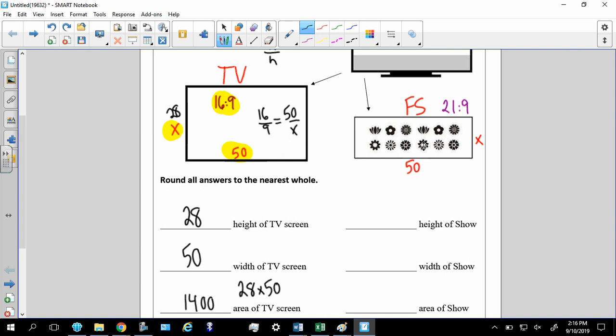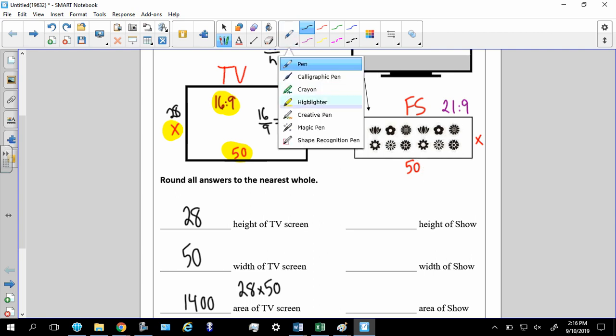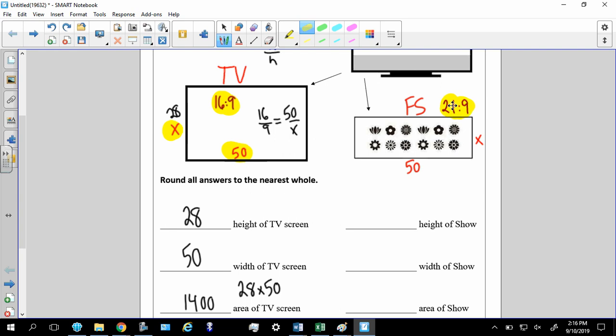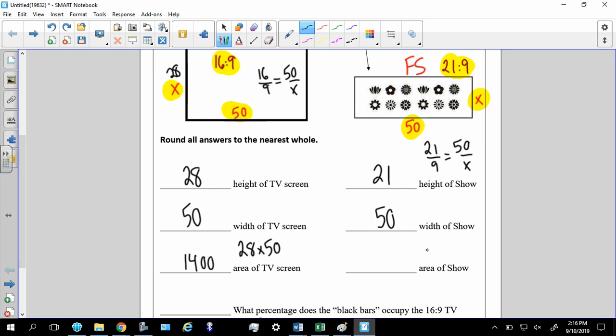All right, now the height of the show, exact same question, different numbers. So let me highlight again. Here's my aspect ratio. Here's my width. Here's my unknown height. Same exact thing as the last time. 21/9 is equal to 50/x. Cross multiply and solve. The height of the show ends up being 21. The width of the show already given to us, that was 50. So the area of the show, we're just going to simply take 21 times 50. You do the math, you get 1050.